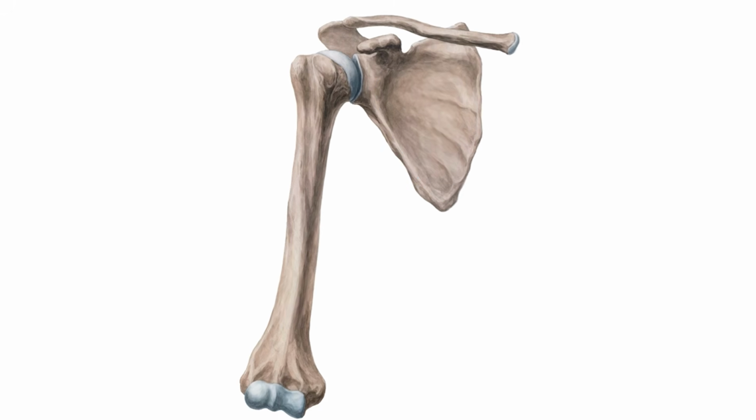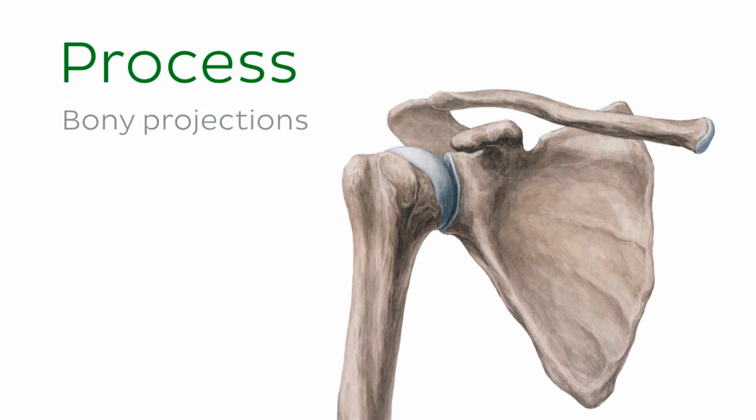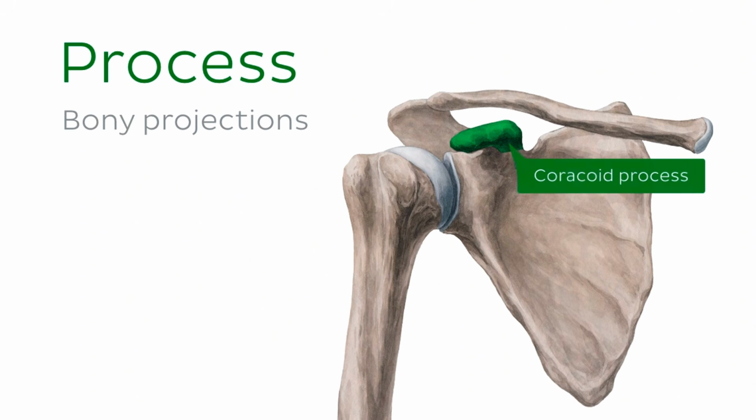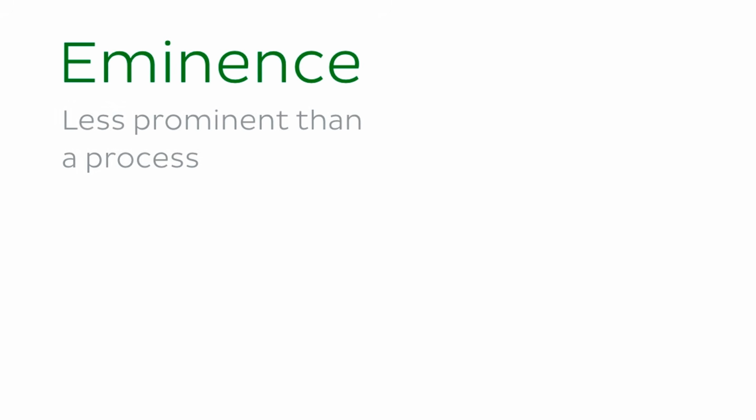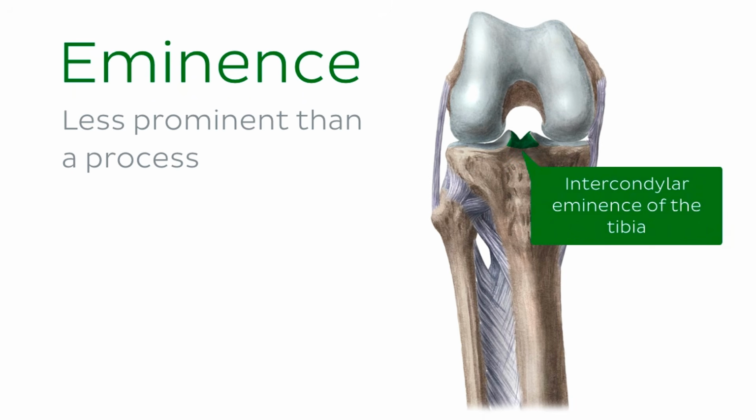Let's quickly check out some of the most common terms which you might come across when studying skeletal anatomy. Let's begin first with some terms for projections. A process is one of the most common types of bony projection, for example, the coracoid process of the scapula. Eminence, which is also a type of bony projection, but generally less prominent than a process. The intercondylar eminence of the tibia, for example.